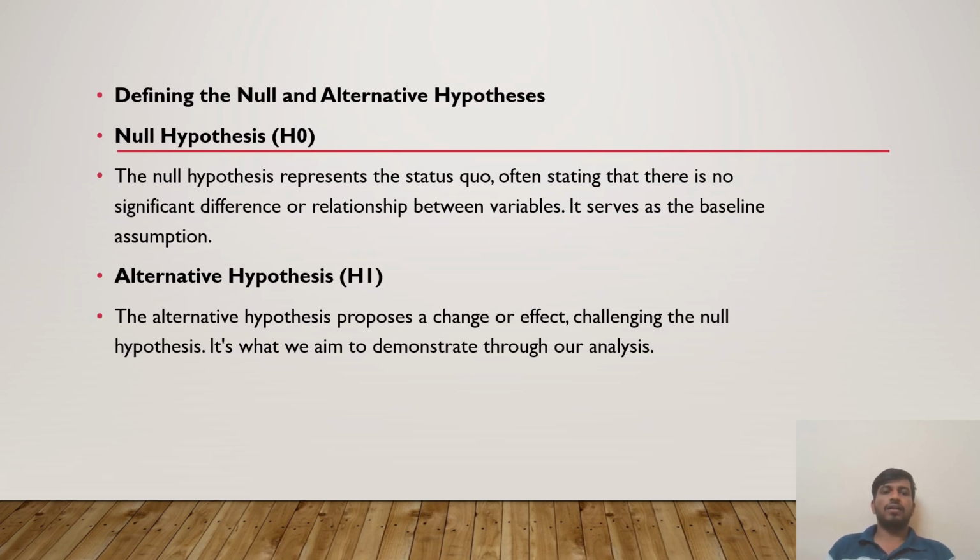Defining the null and alternative hypothesis. Null hypothesis. The null hypothesis is represented as H0, often stating that there is no significant difference or relation between variables. It serves as the baseline assumption. Alternative hypothesis. The alternative hypothesis challenges the null hypothesis. It is what we aim to demonstrate through our analysis.